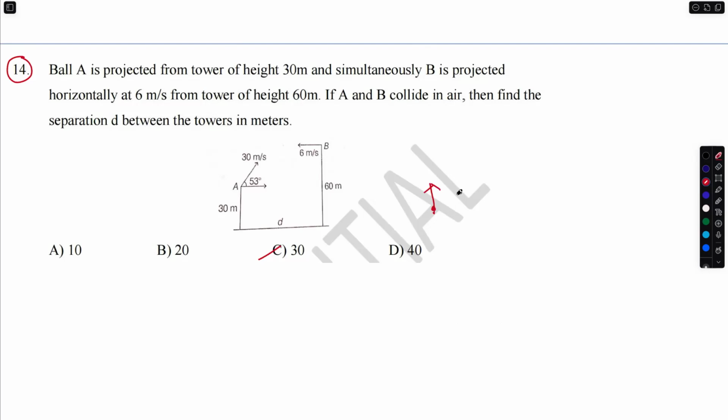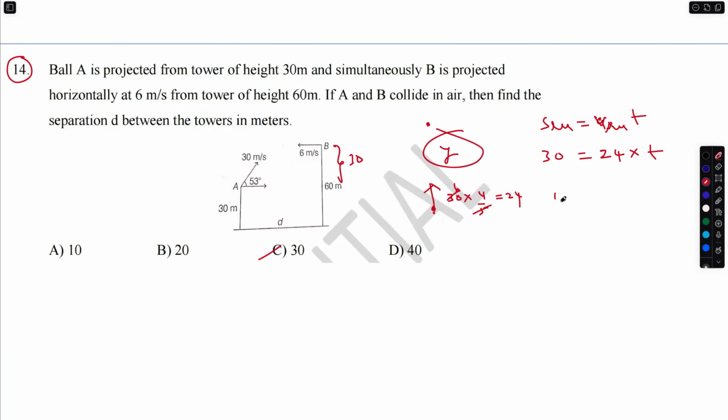30 sin 53. 30 times 4 by 5. What is that? 30 times 4 by 5. 6 fours 24. So there is no vertical component and this distance is 30. So S relative is V relative times T. S relative 30, V relative 24. I'm speaking about the Y part only, Y part into T. So T is 30 by 24.